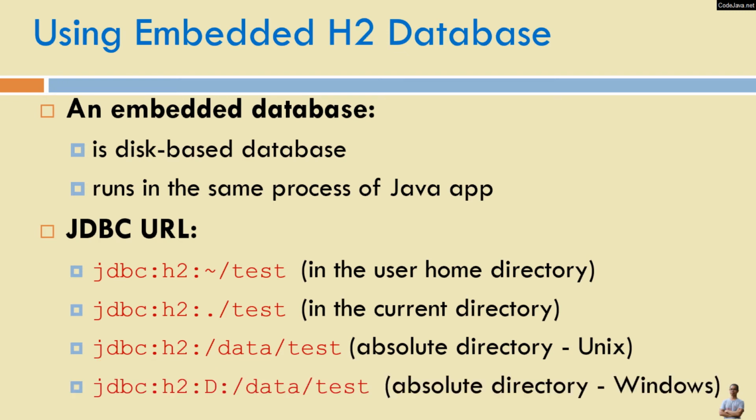And the last example, jdbc:h2:D:/data/test. This will create the test database in the data directory in the D drive. This is an absolute directory on Windows operating system.